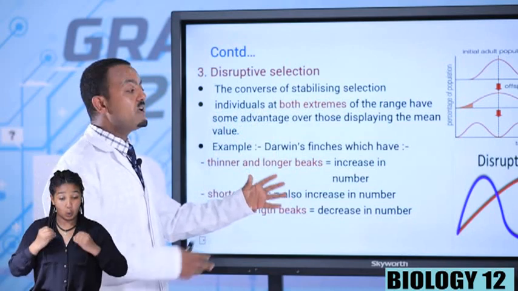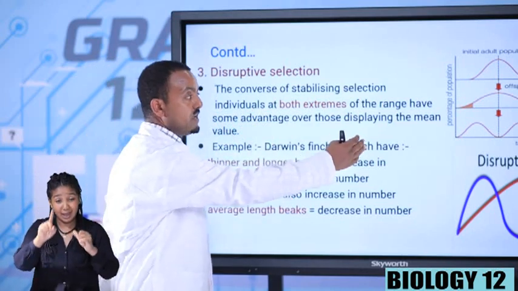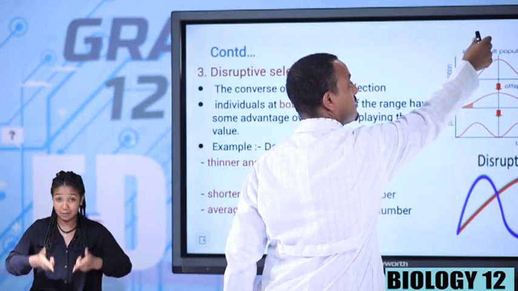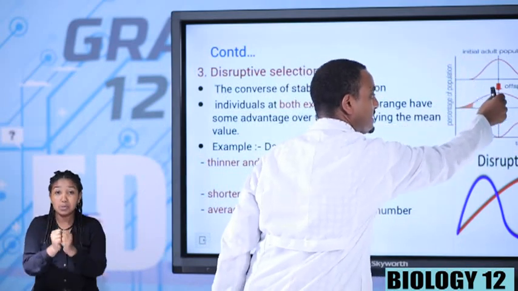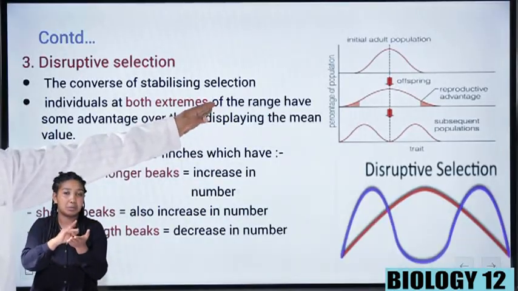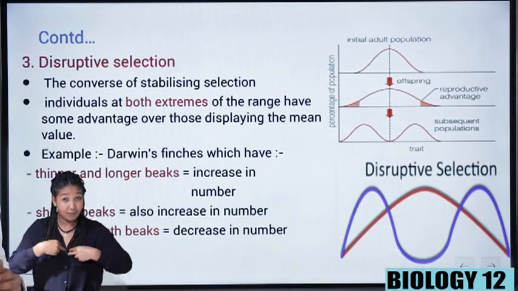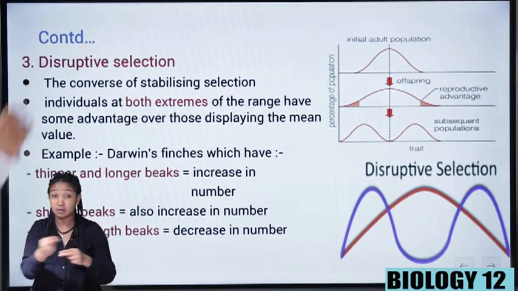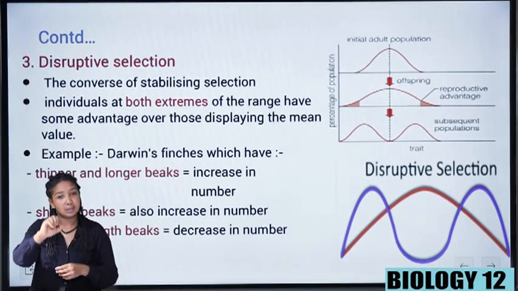So organisms at the two extremes have a great chance to survive, but organisms with moderate condition, or in the mean value, have a lower chance to survive. Such kind of natural selection is called disruptive selection.